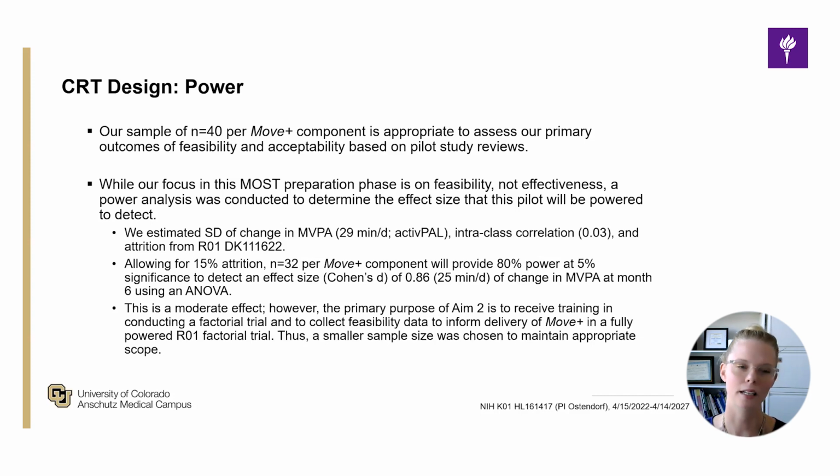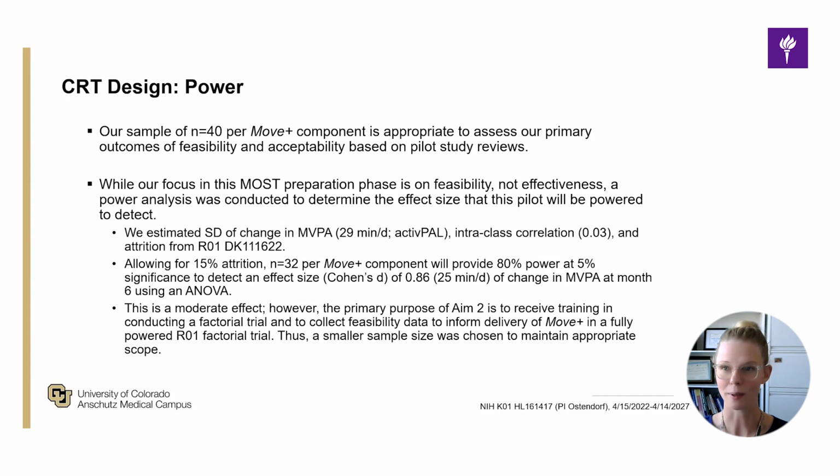Based on a standard deviation of change in MVPA, or moderate to vigorous physical activity, and an intraclass correlation of 0.03, which was estimated from a prior lifestyle intervention trial, we showed that with a 15% attrition and 32 people per MOVE component, that would provide 80% power at 5% significance to detect an effect size of 0.86, or a change of 25 minutes per day in MVPA at month 6.